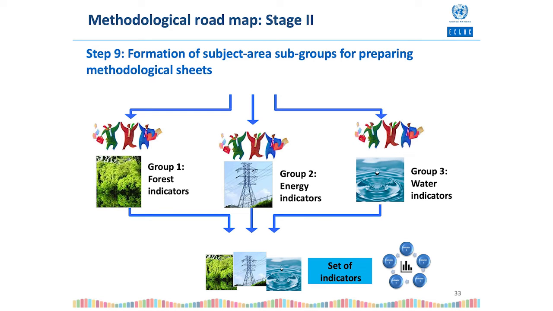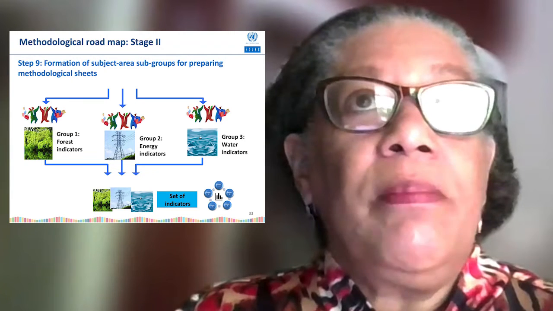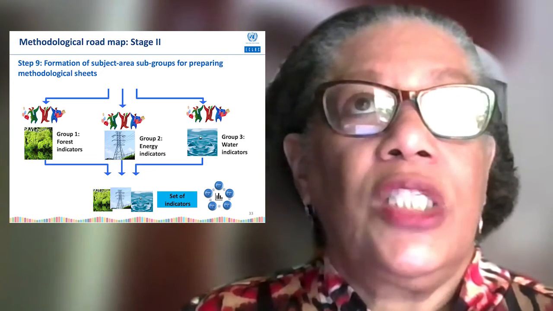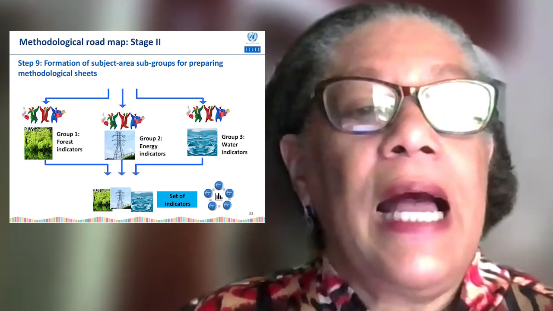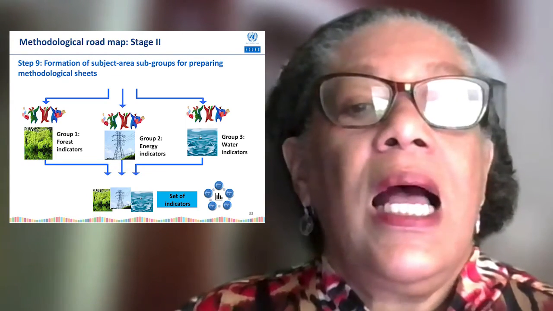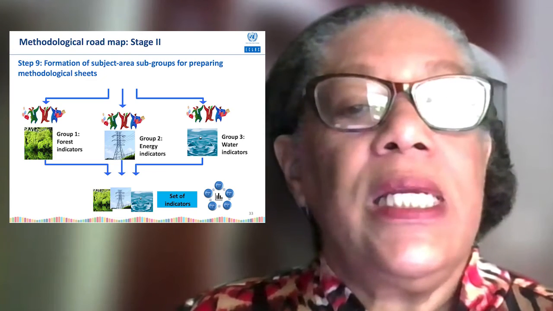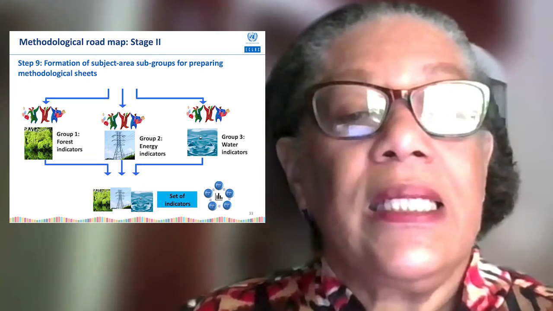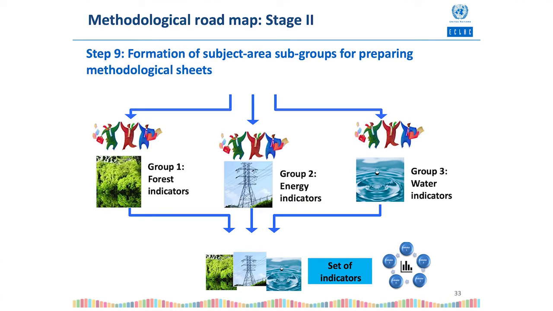So step 9 is the formation of subject area subgroups for preparing these methodological sheets. So it is important to break down the methodological sheets into areas. For example, we would have one group would probably look at forest indicators. A second group would look at energy indicators, a third at water indicators. You could have waste indicators, etc., to come up with a set of indicators for the country.